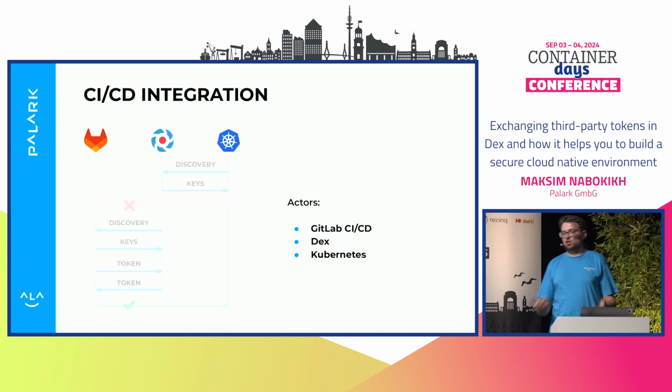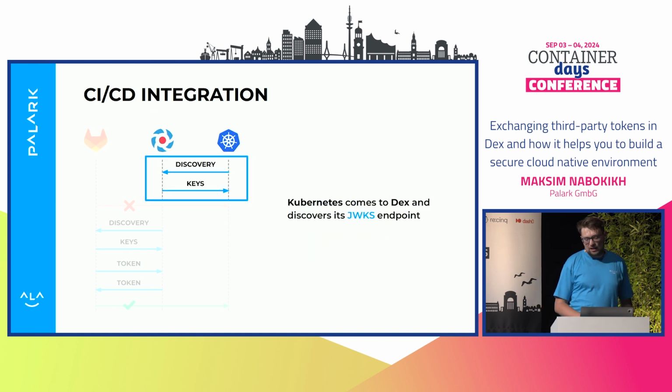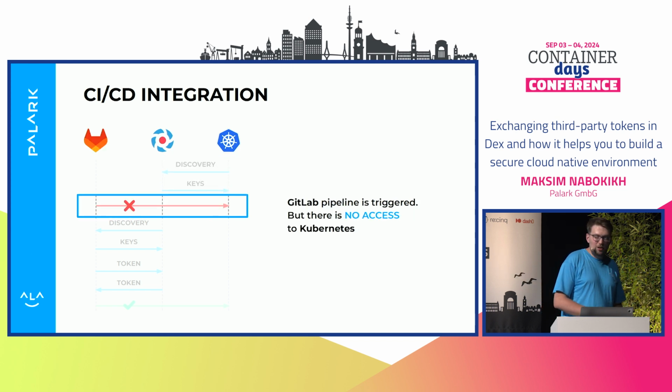What can we do with token exchange to improve security of our CI/CD system? There are some actors: GitLab CI/CD, DEX, and Kubernetes. The first thing is that we are connecting DEX as OpenID Connect provider to our Kubernetes cluster. So now Kubernetes can validate DEX tokens, and DEX now is identity provider for Kubernetes. At this point, GitLab, for each job execution, issues a GitLab token. But with this GitLab token, we cannot access Kubernetes API because Kubernetes doesn't know about GitLab at all.